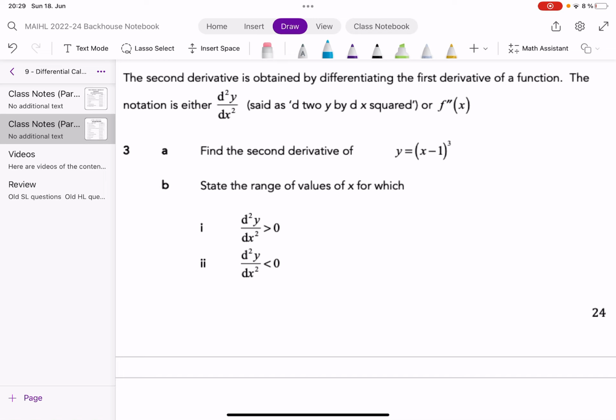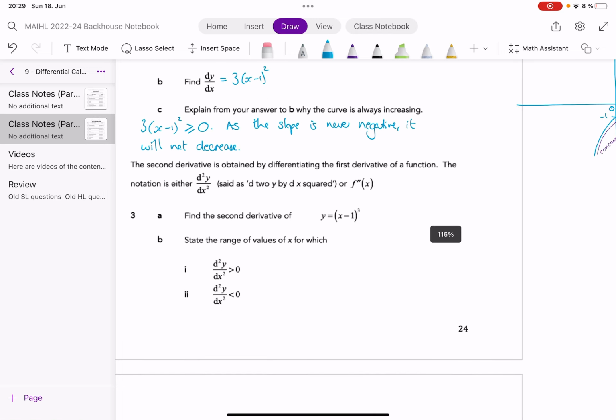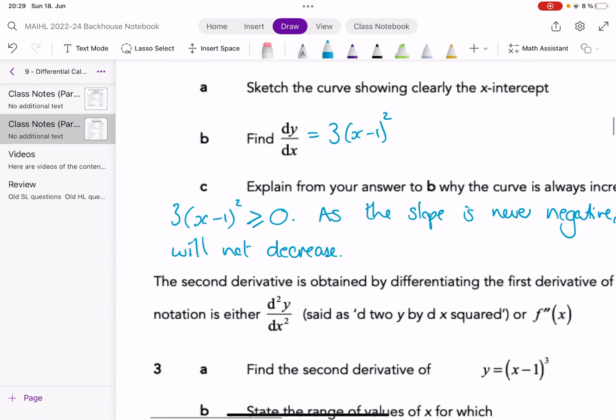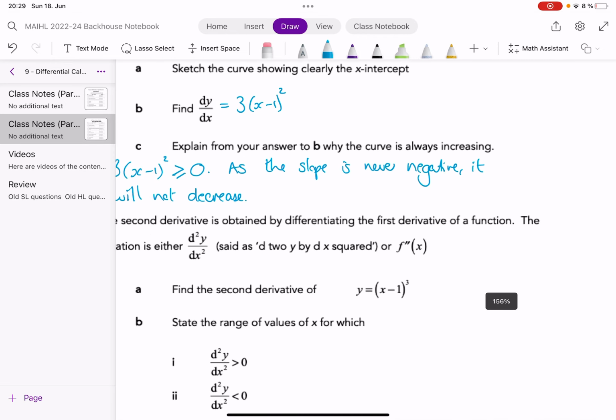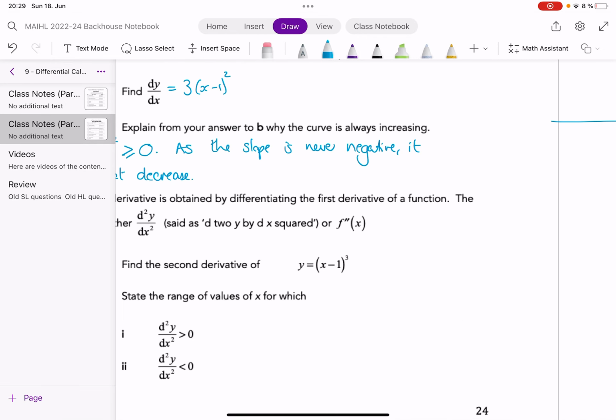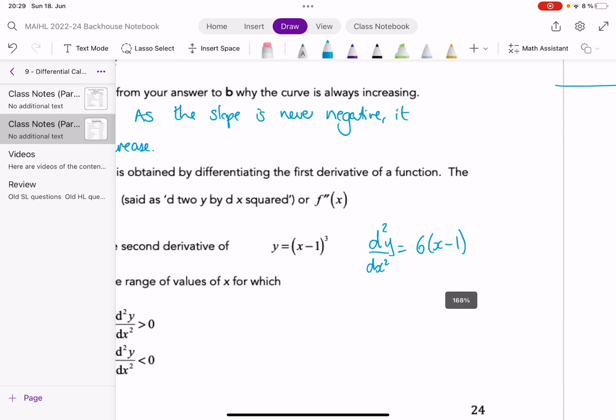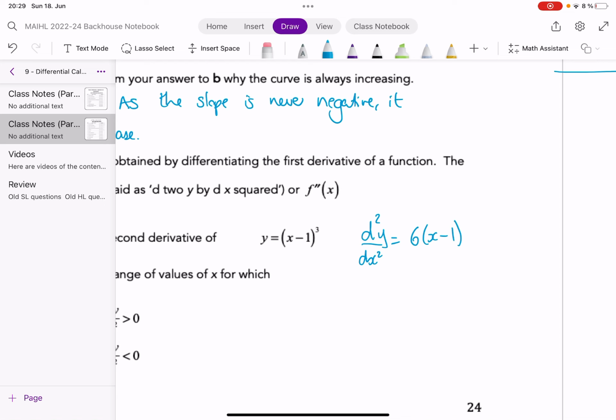Okay, so let's find the second derivative of this function we're talking about. Well, the first derivative's up here, so I just need to differentiate it a second time. And I'm going to use the chain rule again. So d2y by dx squared. So I need to do 6 times x minus 1 to the power of 1. I've reduced the power by 1. And then I multiply by the derivative of the inside. That was 1 again. Okay, so this is it. This is my second derivative.